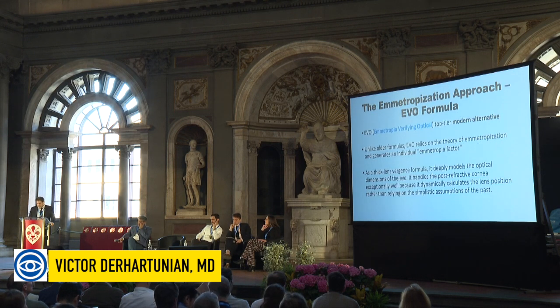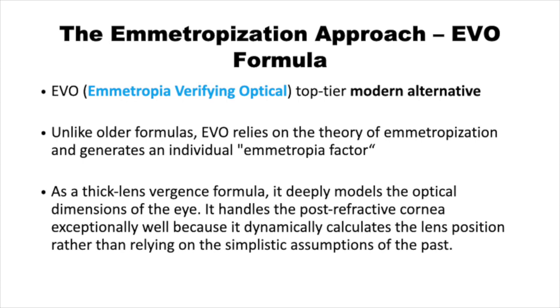The EVO formula, emmetropia verifying optical, is also a top-tier modern alternative. It relies on the theory of emmetropization and on an individual emmetropia factor. Those two formulas estimate, but we don't have real data. So what if we stop guessing and start measuring?